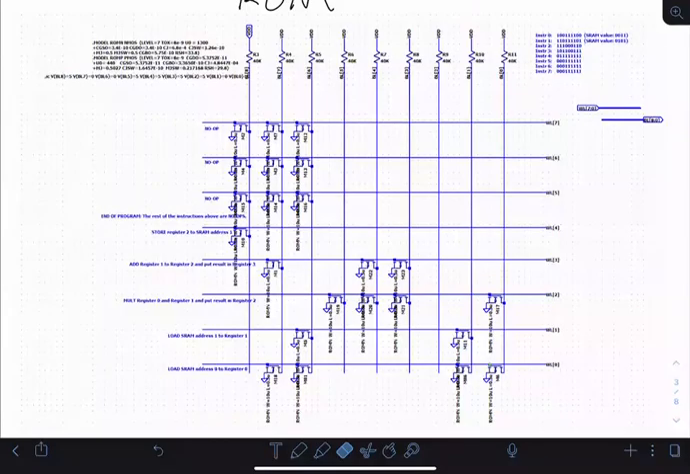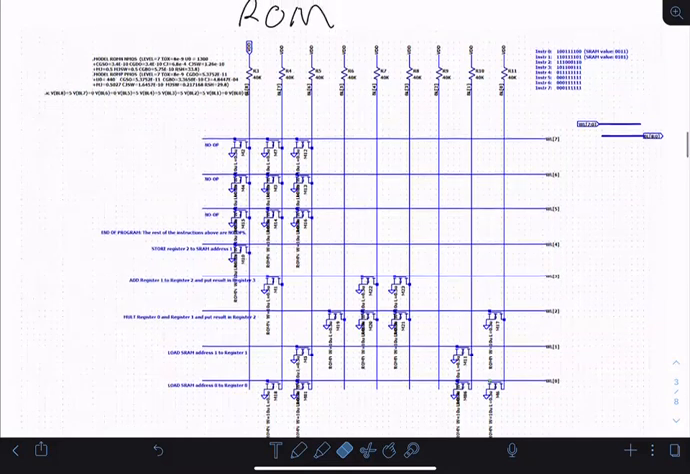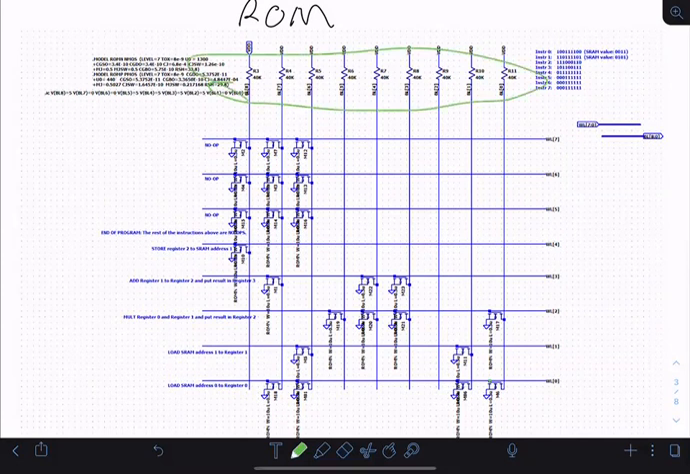The next important bit of circuitry you're going to look at is the ROM, or the read-only memory. Called that because you can't write to it, you can only read from it. And so you'll see our outputs are the bit lines up here, and the inputs are going to be the word lines down here.